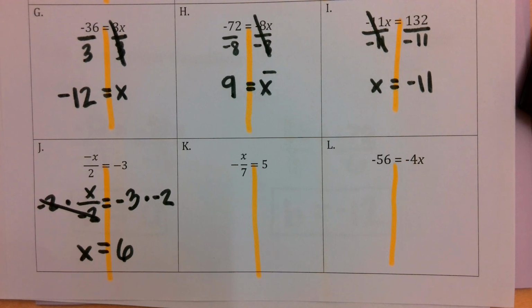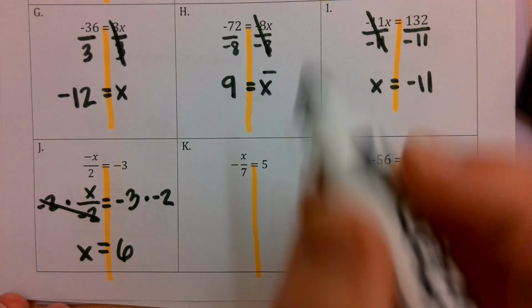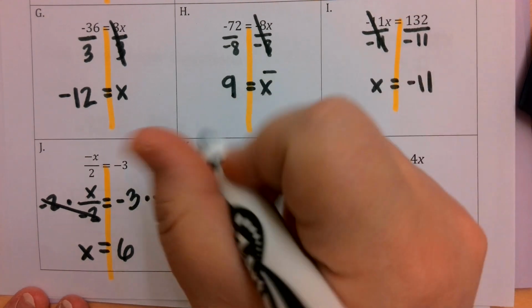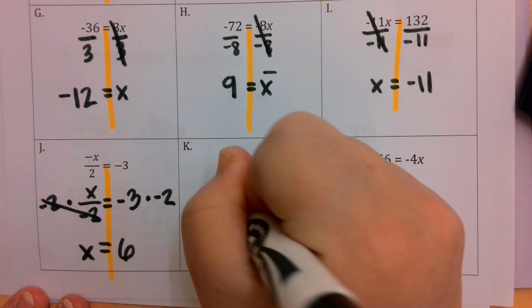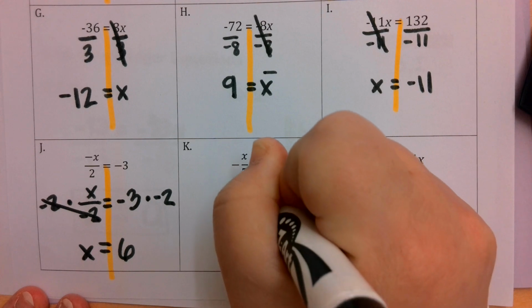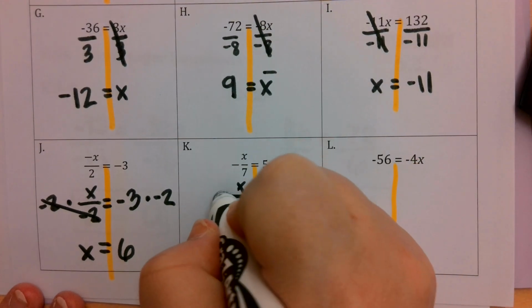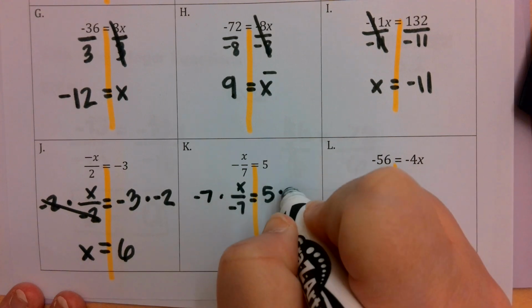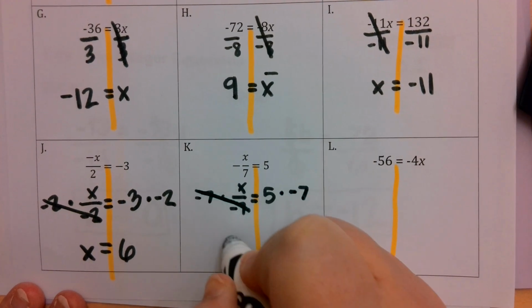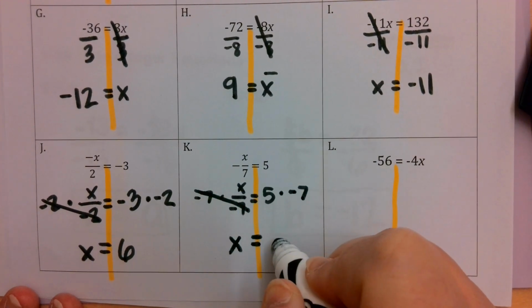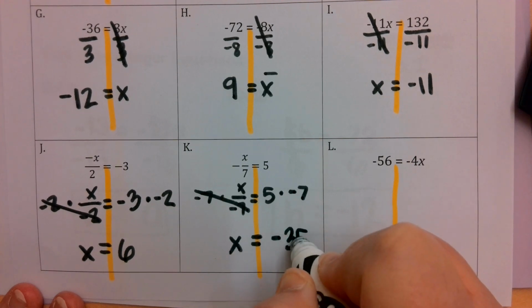All right, let's try h. Uh-oh, I got to rewrite it again because my negative's not on the bottom. x divided by negative 7 equals 5. Times negative 7, times negative 7, cross it out. x equals negative 35.